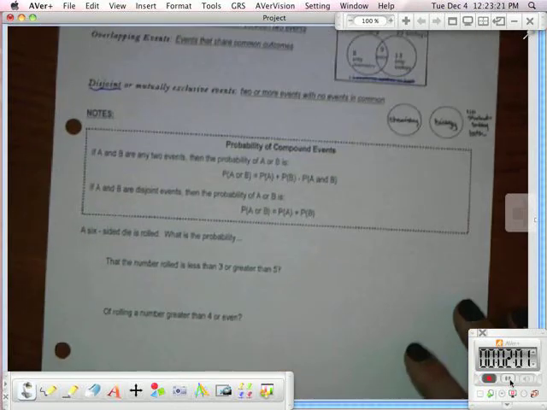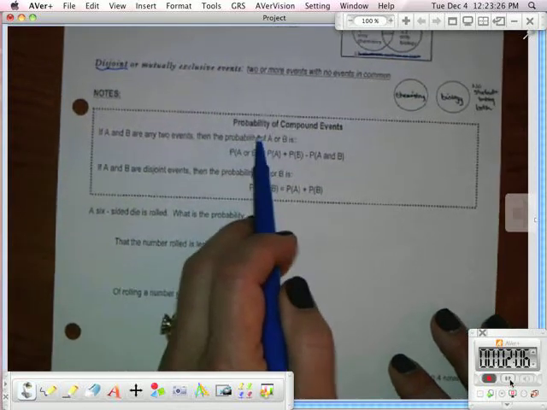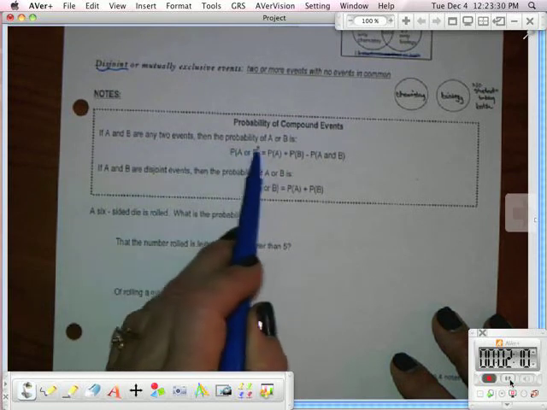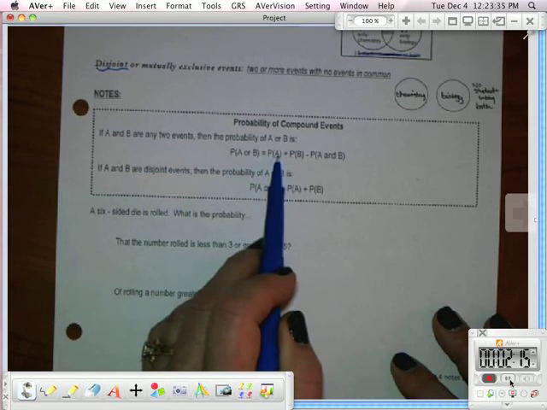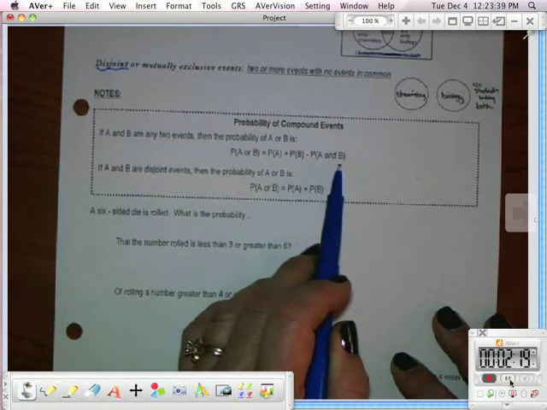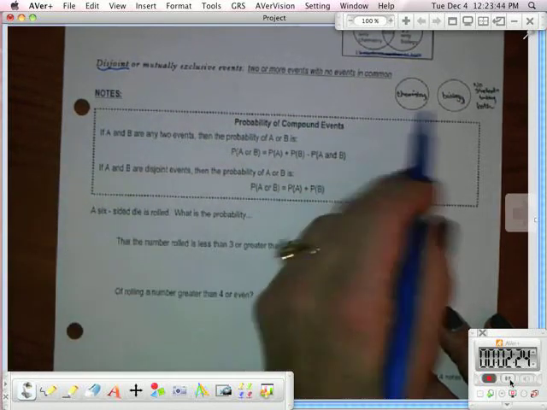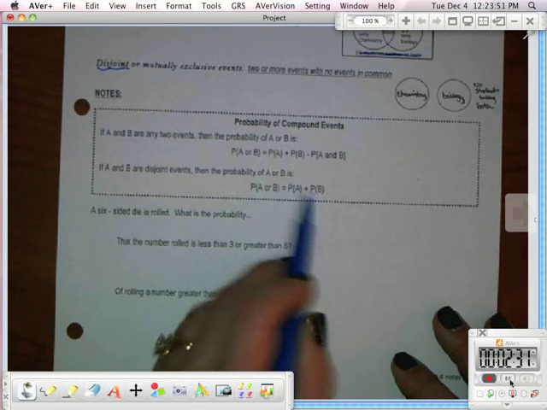So let's start by finding out how to find the probability of some of these. The probability of compound events. If A and B are any 2 events, then the probability of A or B is equal to the probability of A plus the probability of B minus the probability of A and B. If A and B are disjoint, then the probability of A or B is equal to the probability of A plus the probability of B.